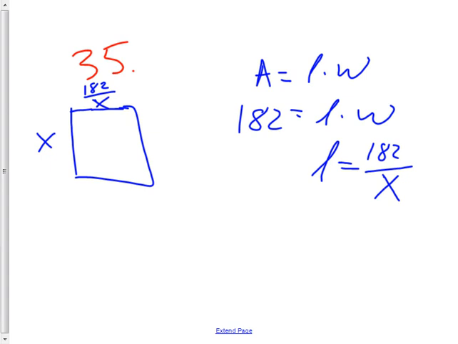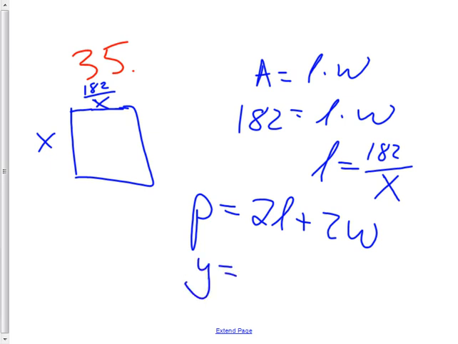Now it says express the perimeter as a function of x. I strongly recommend you always start with the general perimeter formula: 2 lengths, 2 widths, and then substitute in what we're going to substitute in. Usually perimeter, the thing over here is a y, and then 2 times, what's the length here? 182 over x. And what's the width here? Width is really x. And now I've got a formula that's only got x's.